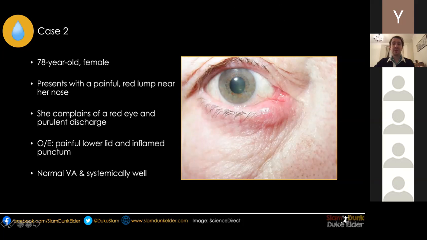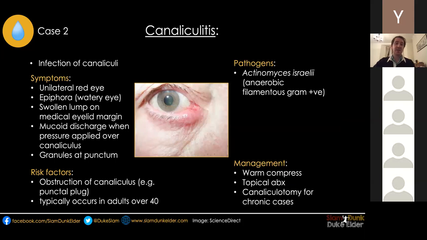Let me see the chat. Not quite. What kind? So, no. So this is canaliculitis. Can you guys see the arrow of my cursor? Can you see the cursor? Yeah. Okay, good.